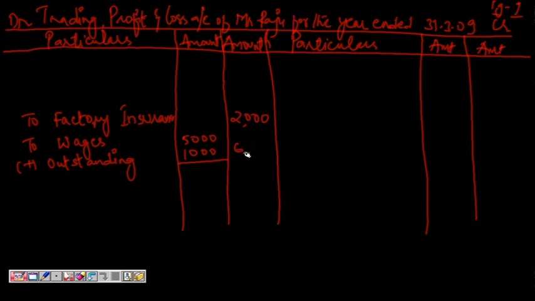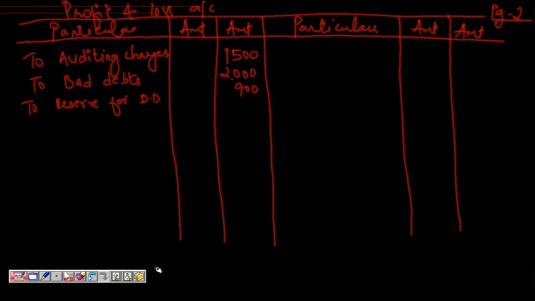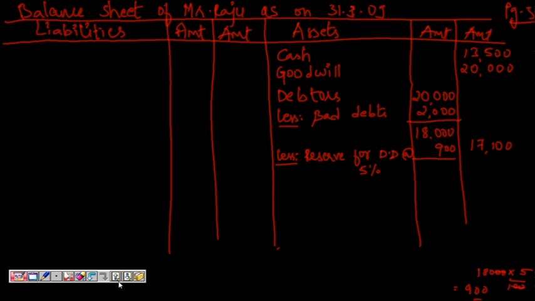5,000 plus 1,000, 6,000. So since adjustment entry has twice effect, one is already posted in trading account. The second, still it is a liability. Since it is a liability, we will post in balance sheet liability side. So liability side, outstanding wages. The value of outstanding wages is 1000. Directly write in outer column. Clear?